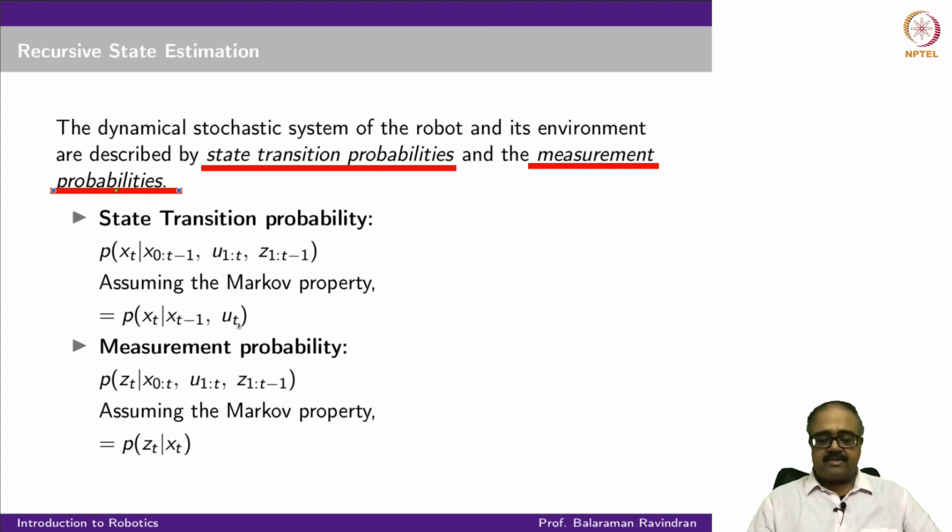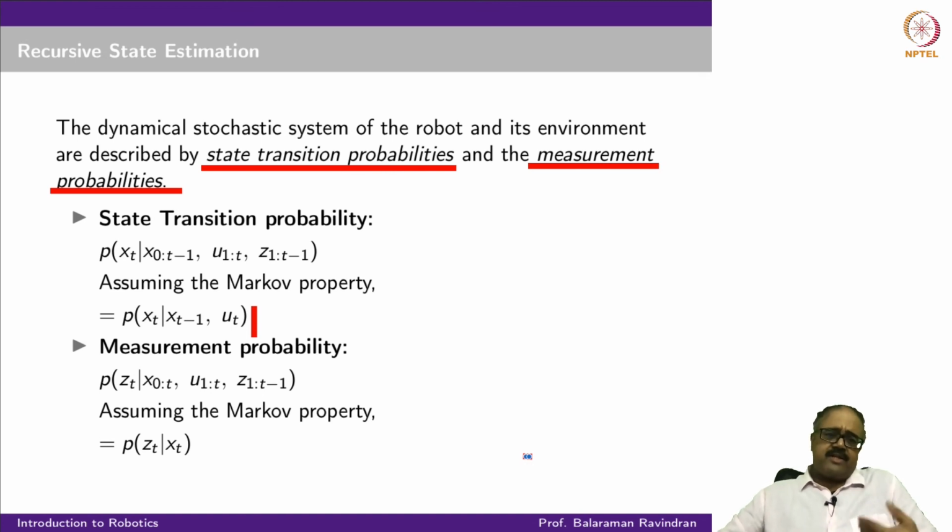So this expression tells us the probability that I'm going to transition from xt minus 1 to xt when I perform action ut. Assuming the Markov property, this is the state transition probability.